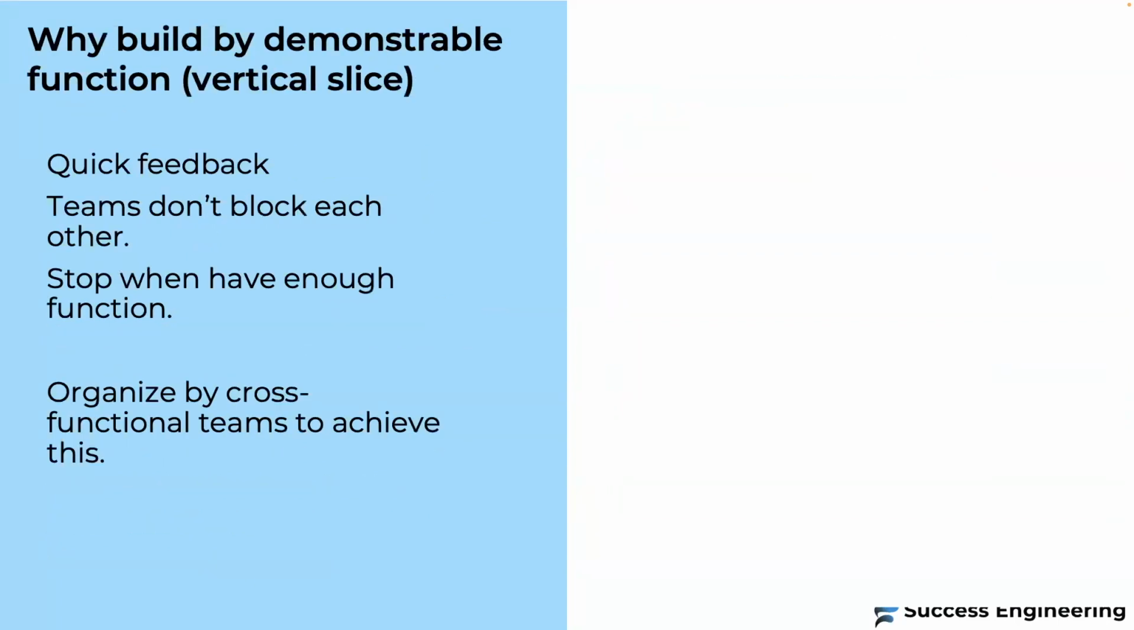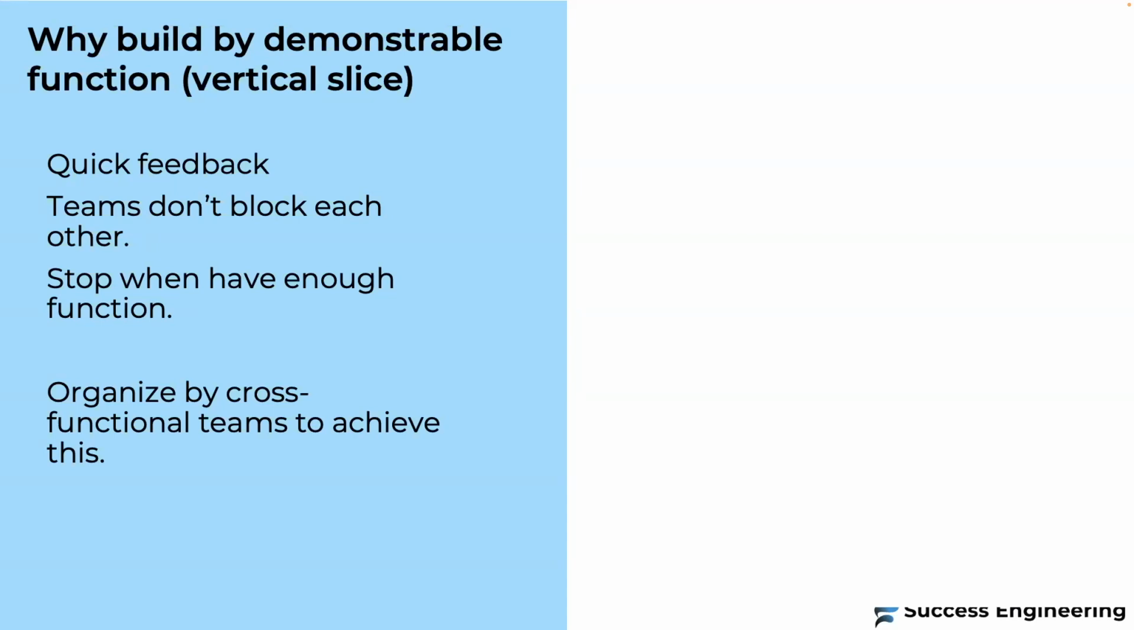So what we want is to build demonstrable function. This is called the vertical slice. If you're not familiar with the term vertical slice, it means end to end. It's just because if you look at the layers, then it's how do we cut something across all the layers. So we want quick feedback. Teams don't block each other. Stop when we have enough functionality. Organized by cross-functional teams to achieve this. That's one way of doing it.